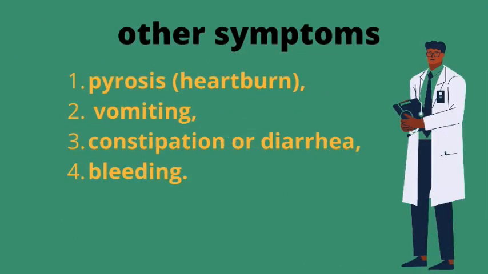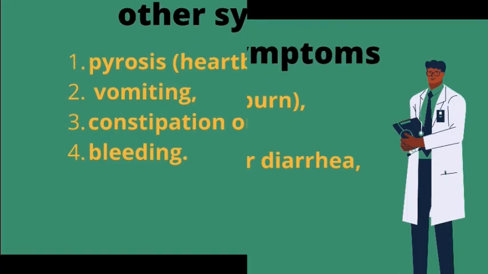Other symptoms we are going to see are, first, heartburn, that is pyrosis, then second, vomiting, then third, constipation or diarrhea, and bleeding. So these are some of the other symptoms which we can see in a person who has peptic ulcer.